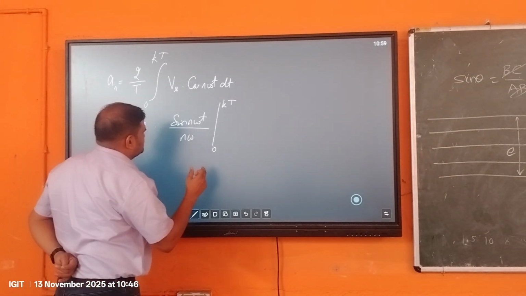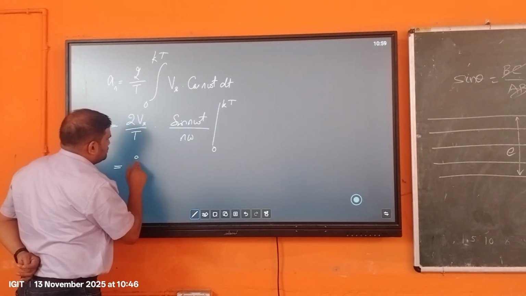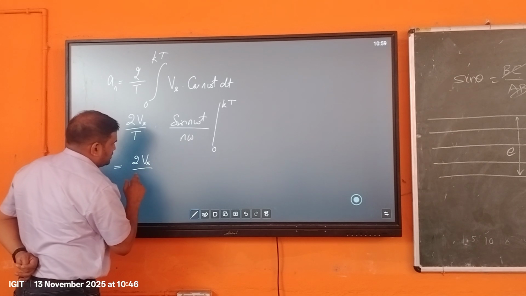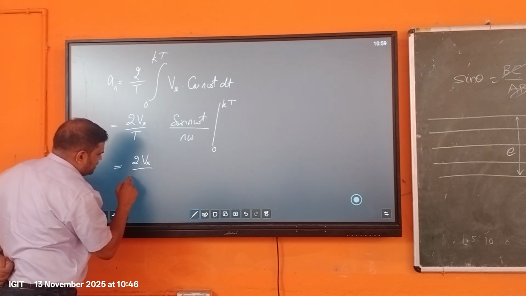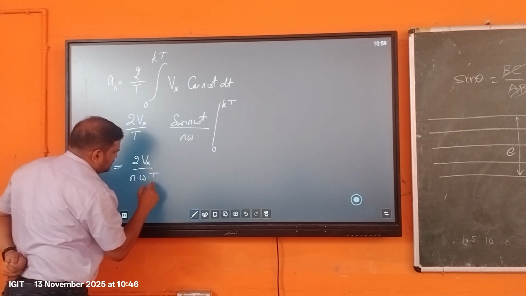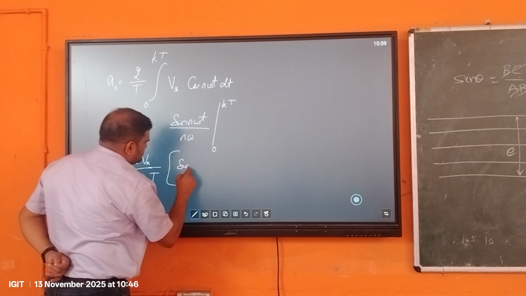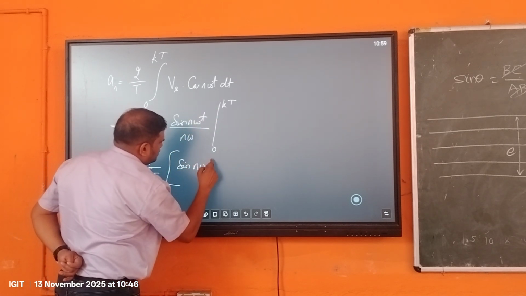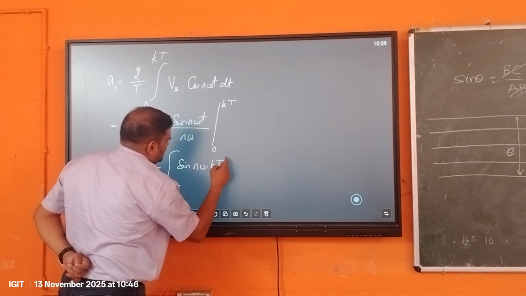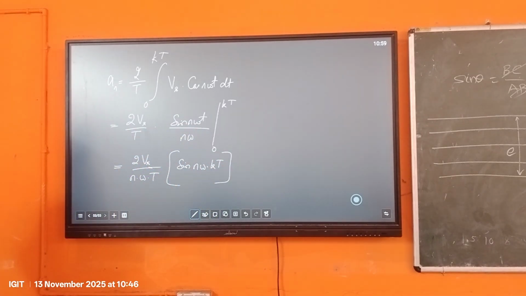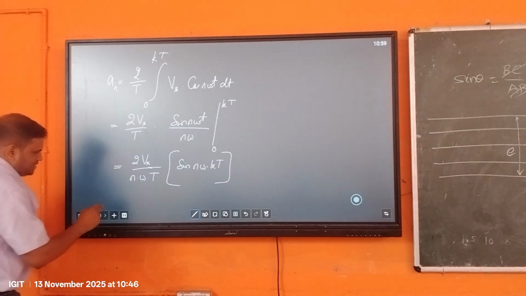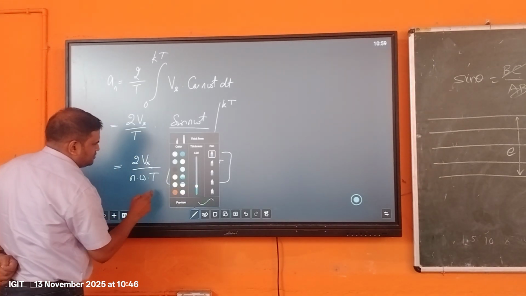So if we expand this, what we'll get? 2 Vs by n omega T and sine of n omega kT. Rest of the term will be 0, so no need to write down. Okay, let us substitute this value of omega here.